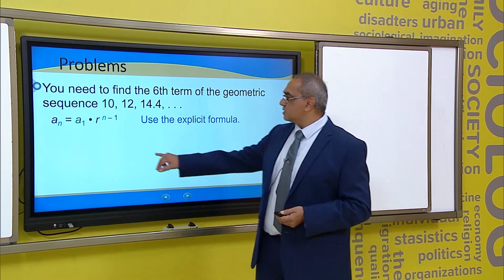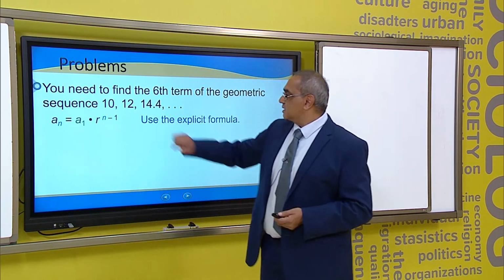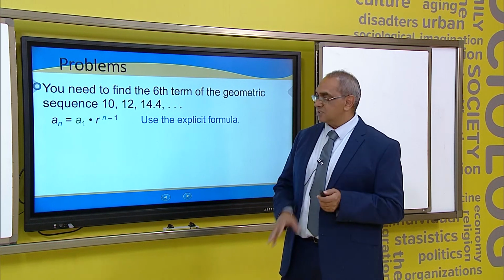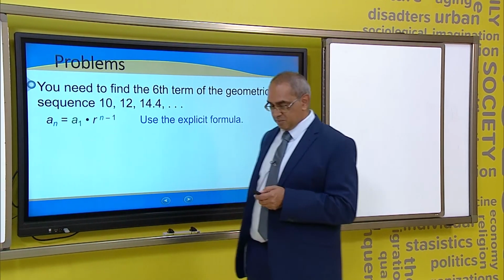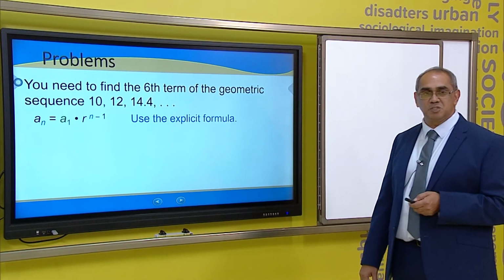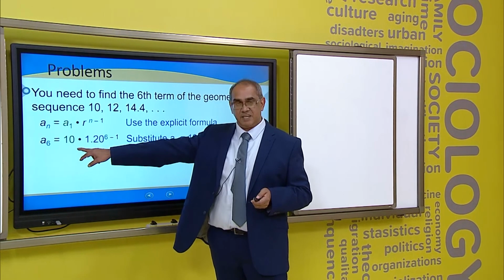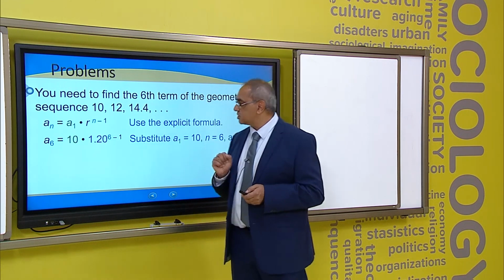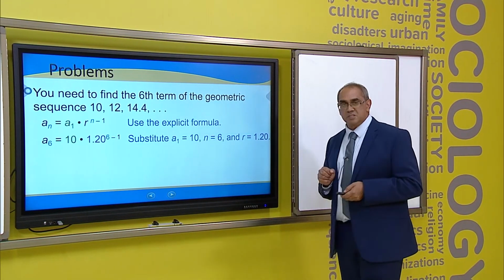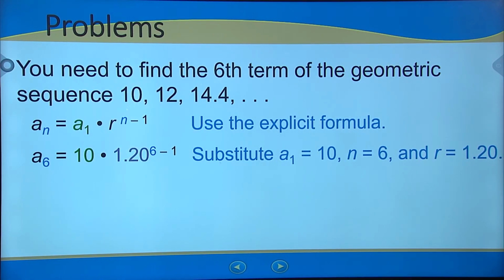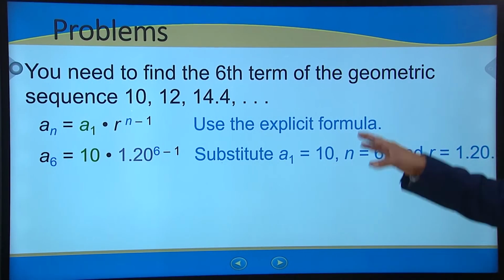And just to illustrate, AN, A1, r. So those are our key words. AN is the 6th term that we are looking for. A1 is going to be the first photograph, which the size of was 10. Okay, the size was 10. r was 120%, so 1.2. And we're looking for the 6th value, so n minus 1 is 6 minus 1.